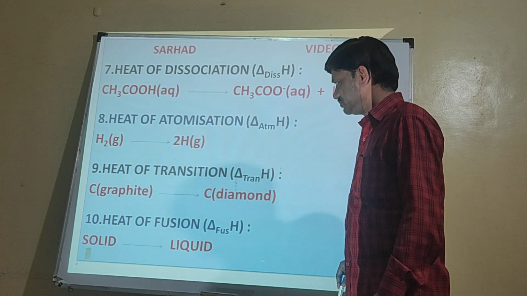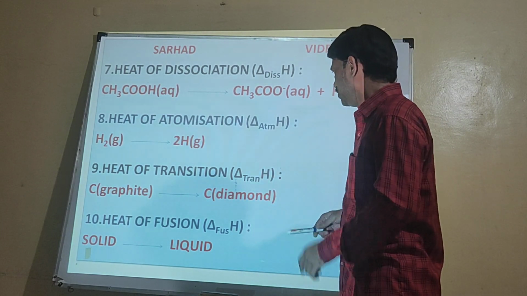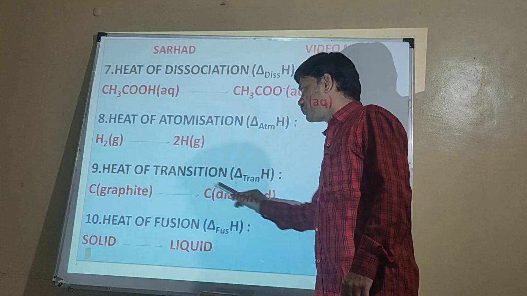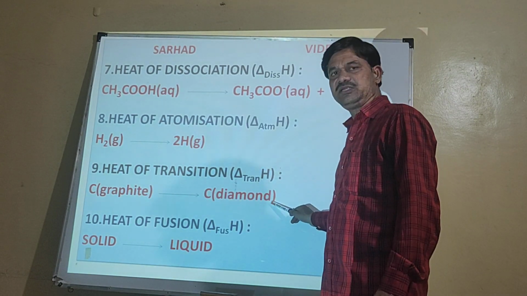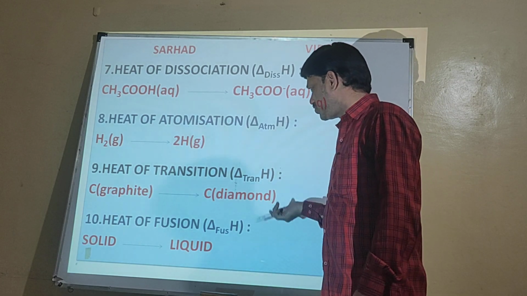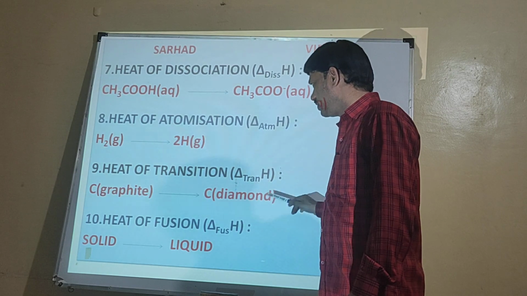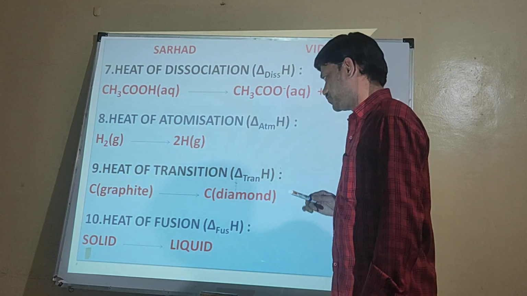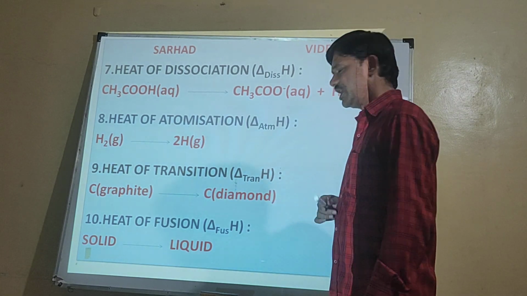What about the next one? Heat of transition. What does transition indicate? Change from one form to another. So what do these two indicate? Allotropes of carbon. What is the first one? The softer one is graphite, the harder one is diamond. So enthalpy change when one form is converted into another form is known as heat of transition. What about the example? C graphite gives rise to C diamond.